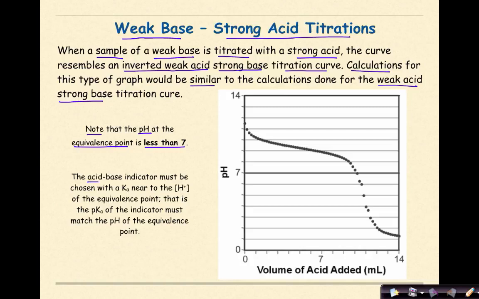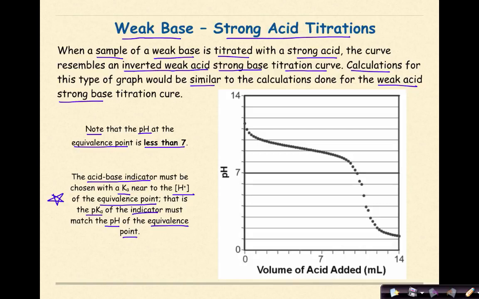Also, the acid-base indicator must be chosen with a Ka near to the hydrogen ion concentration of the equivalence point. That is, the pKa of the indicator must match the pH of the equivalence point. And this is really, really important right here. So let's look at our curve.